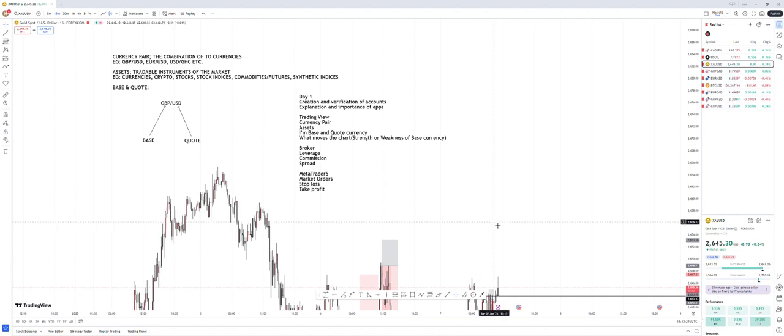Okay. So when we talk about commission and spread, commission is the amount of money that the broker will charge you when you want to take a trade. Do you understand? And spread is basically the amount of profit or loss the broker will charge you before you take a trade. Do you get it?